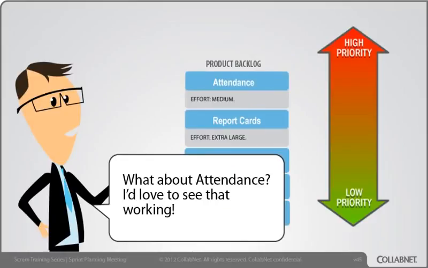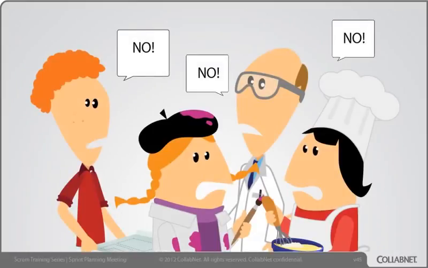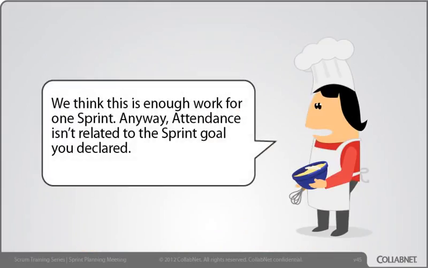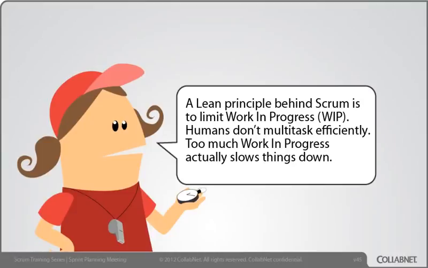I'd love to see that working. We think this is enough work for one sprint. Anyway, attendance isn't related to the sprint goal you declared. A lean principle behind Scrum is to limit work in progress, WIP. Humans don't multitask efficiently. Too much work in progress actually slows things down.